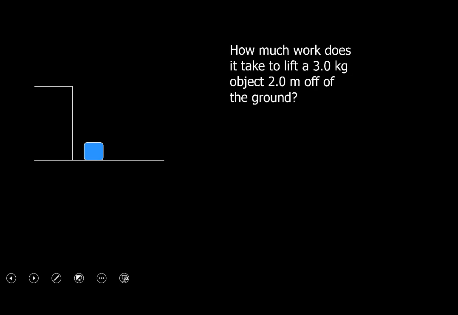We kind of did gravitational potential energy with that flag being lifted up. Oh, and the work done to go up the stairs, it's the same idea as well. How much work does it take to lift 3 kilograms, 2 meters off the ground? Remember, work equals force times distance. The force here is the force of gravity.